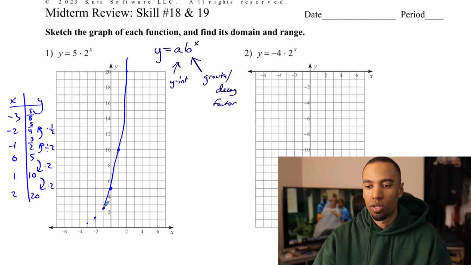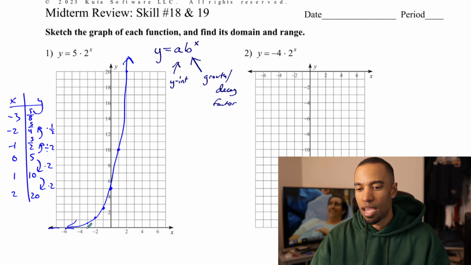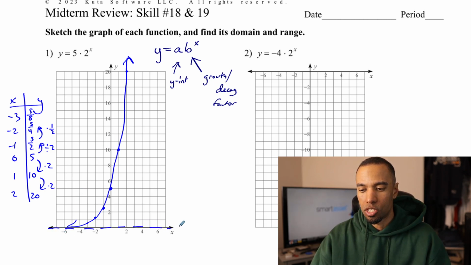I don't imagine I want to do a lot more tables here, and sorry if my graph gets a little weird and squiggly. I'm using my stylus here. And there's my asymptote, the thing that we do not actually touch or cross, we just approach. This is positive exponential growth.